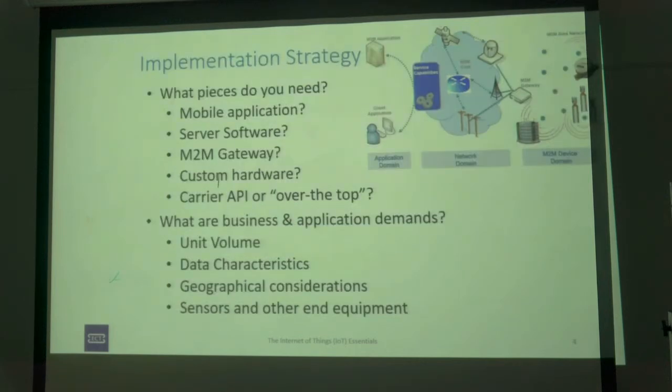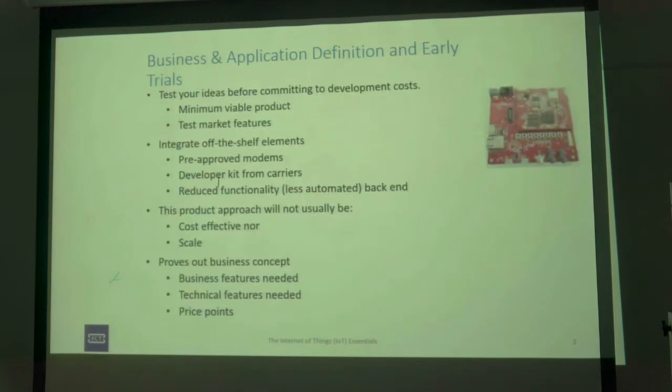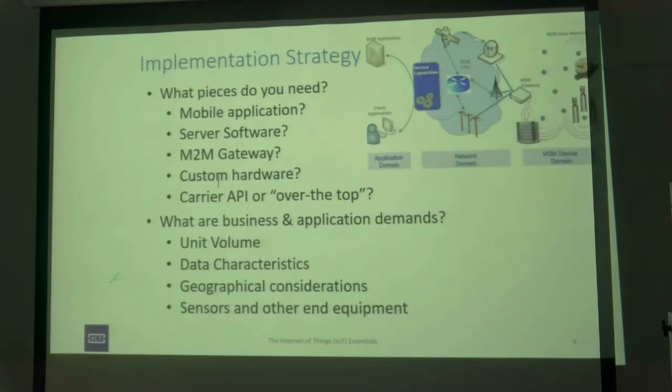So, implementation strategy. What pieces do you need? Is it a mobile application? Is it a server software? Do you need an M2M gateway? Do you need custom hardware or off-the-shelf hardware? What kind of carrier? Carrier API, or over the top, meaning some application that is already running and you use it. We call it over the top. What do you need to do?